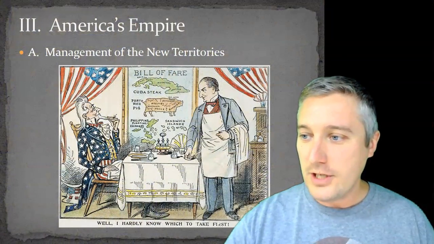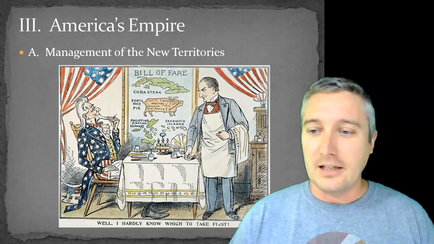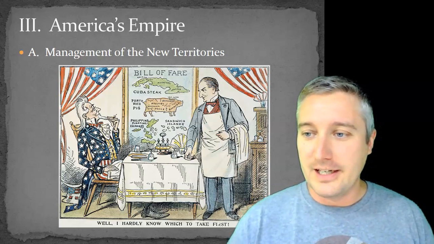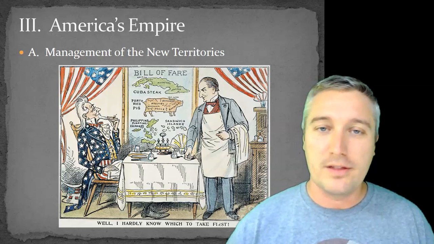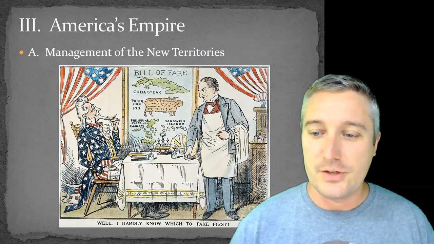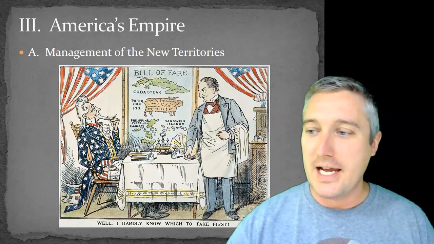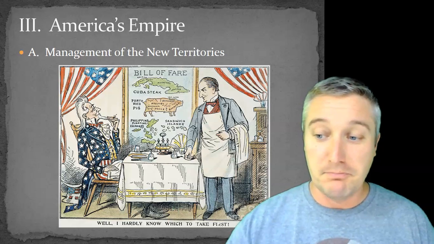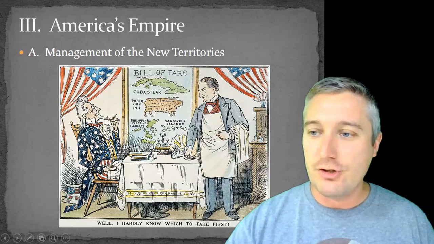So, let's take a look at our new territories. Again, the political cartoons, I love them from this era. They're very telling. So you have here Uncle Sam with President McKinley as his waiter. Uncle Sam is trying to decide what to order, right? And we've just had this war. Basically, he got one of all. So anyways, how are we going to manage these new territories?